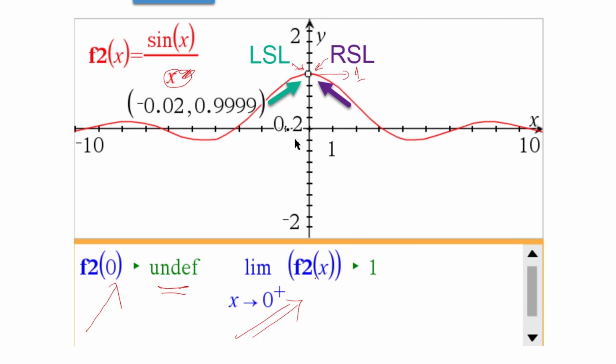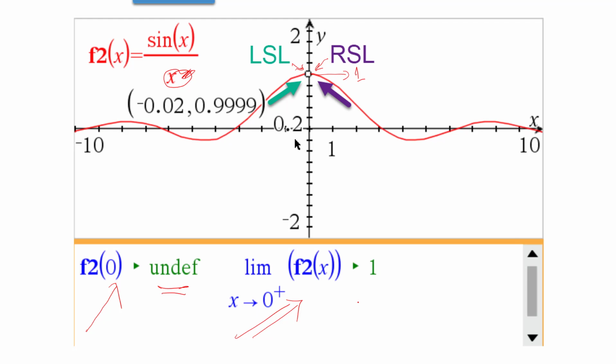It's trying to get to a certain value from the left hand side and the right hand side. Now it is very likely it will actually get to that value, but in this particular case it does not, because the function is not defined when x is 0. The way we will read it: when x is approaching 0 from the left hand side, the function value is approaching 1. So we say that the limit is 1 at x equals 0.